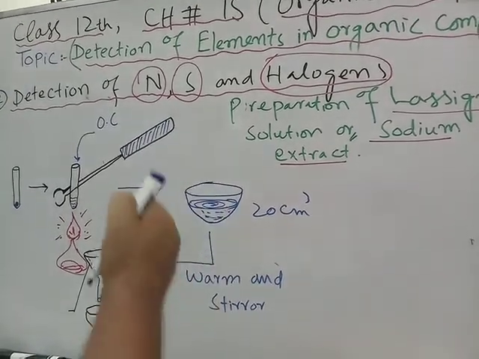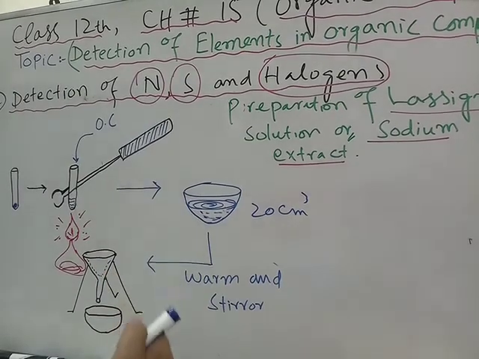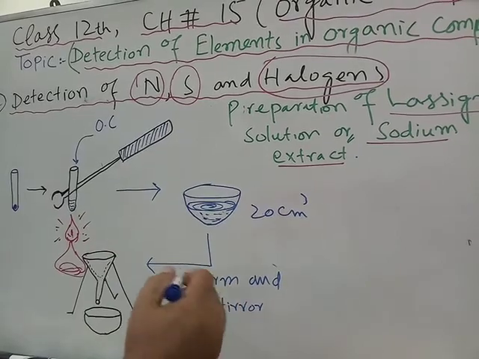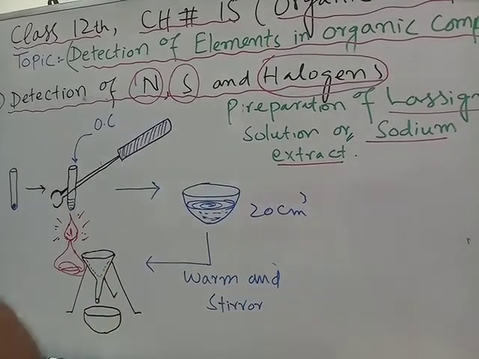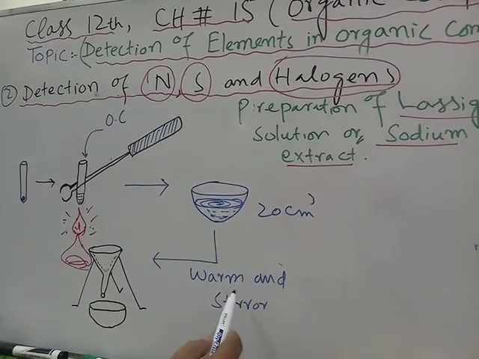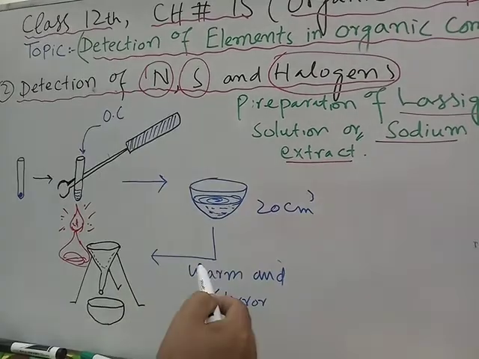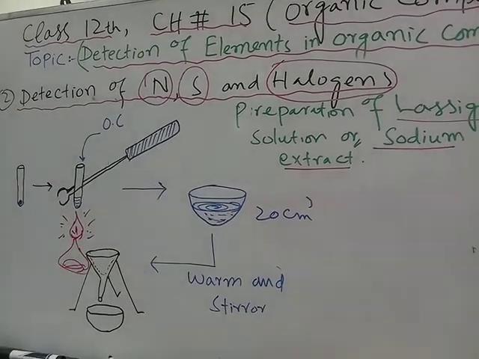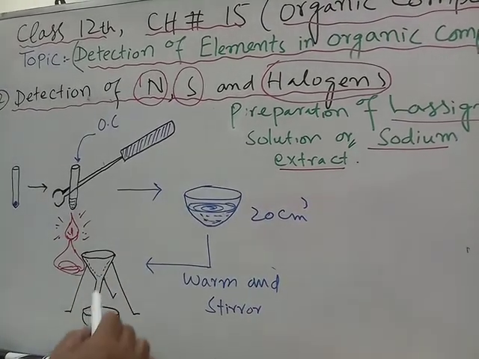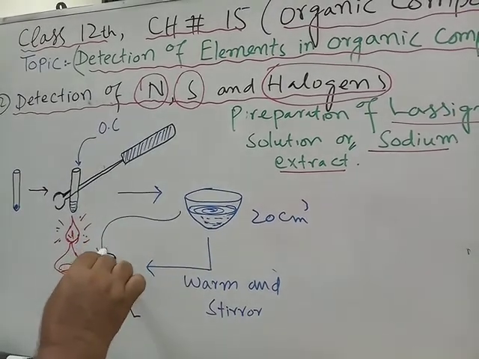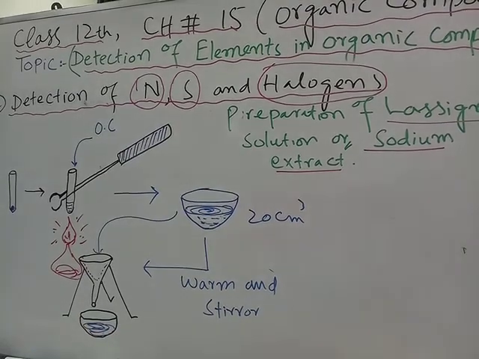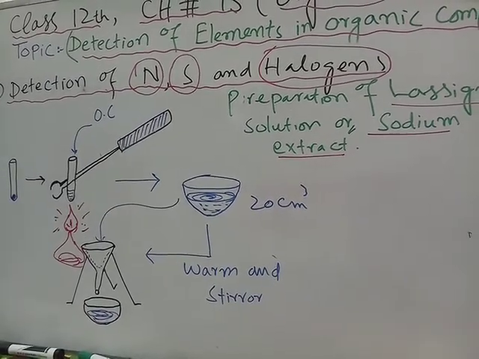Then grind it well and heat it for some time, about 5 minutes, or warm it, but no very strong heating must be carried out. So warm it with continuous stirring, and ultimately filter it through filter paper. This is the filter paper, this is the funnel, and when you filter this solution, the filtrate obtained here is called Lassaigne solution.